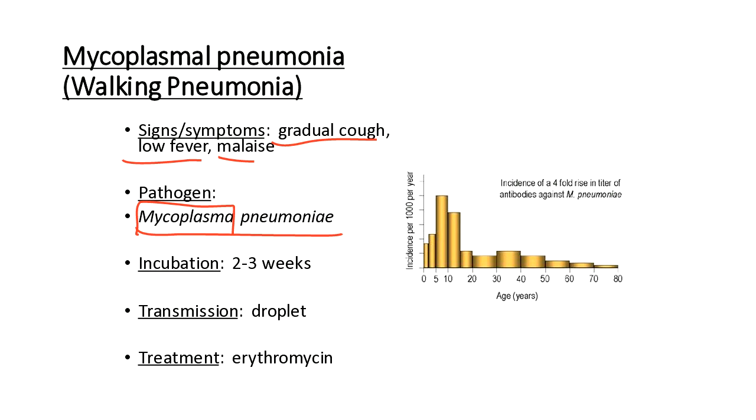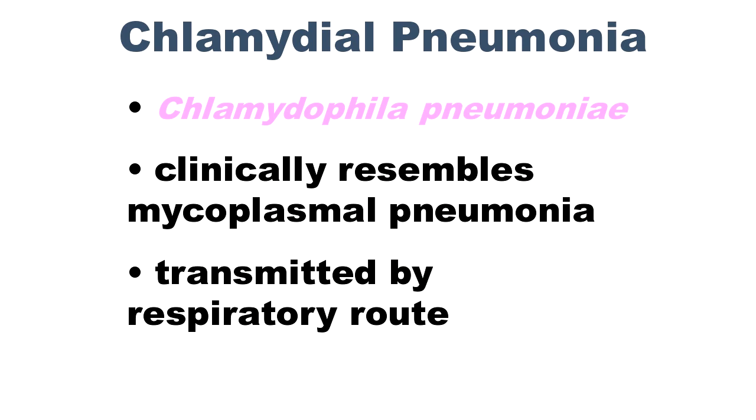The age groups that are more commonly infected than others are children, usually from school, from other kids. Now, chlamydial pneumonia, the bacteria that causes this, is Chlamydophila pneumoniae. This has really nothing to do with the STD. But a lot of the symptoms of this resemble walking pneumonia caused by Mycoplasma pneumoniae, and in fact, the treatment is the same, with erythromycin.